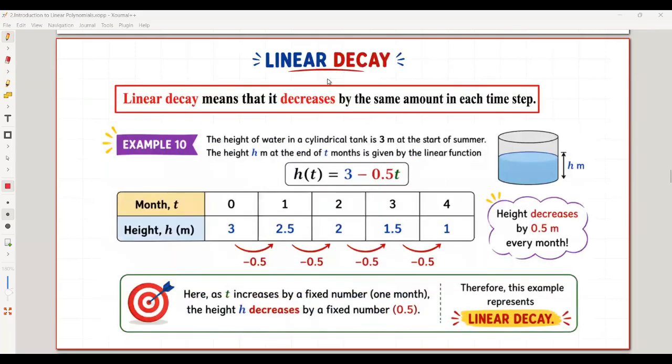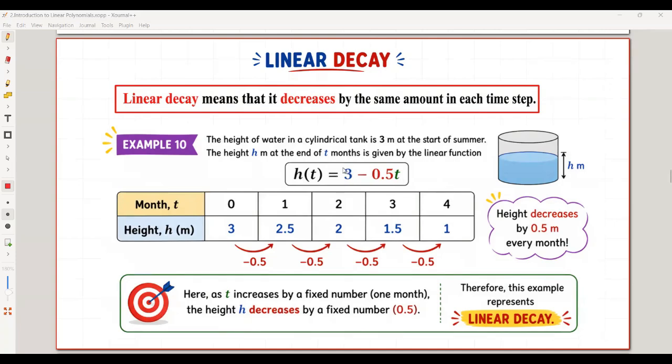Linear decay means that it decreases by the same amount in each time step. For example, the height of the water in a cylindrical tank is 3 meters at the start of summer. The height is h meters at the end of t months, given by the linear function h of t, where h denotes height and t denotes months: 3 minus 0.5t.